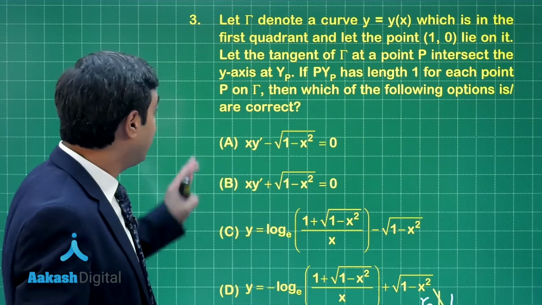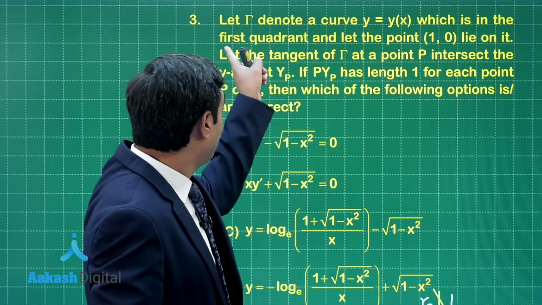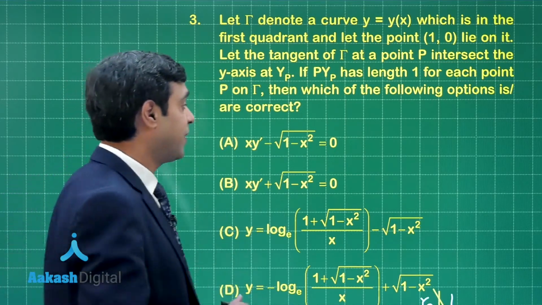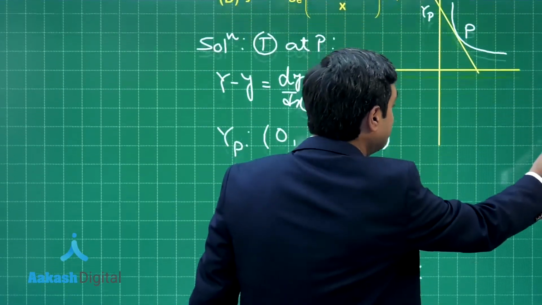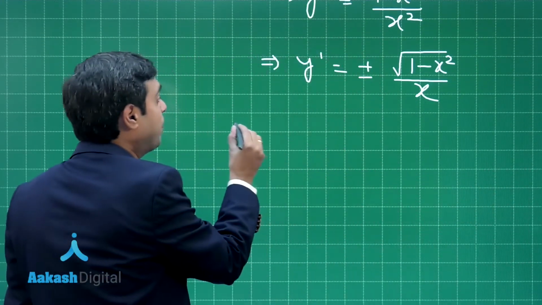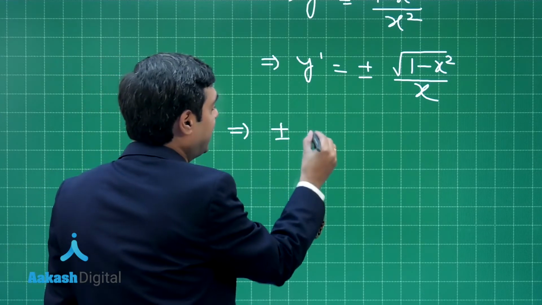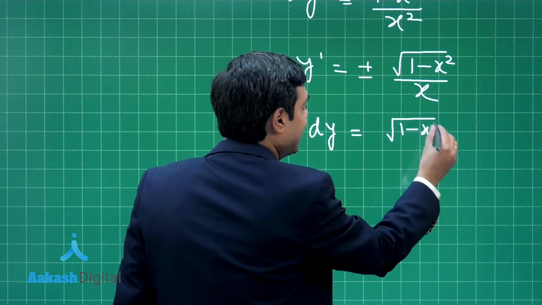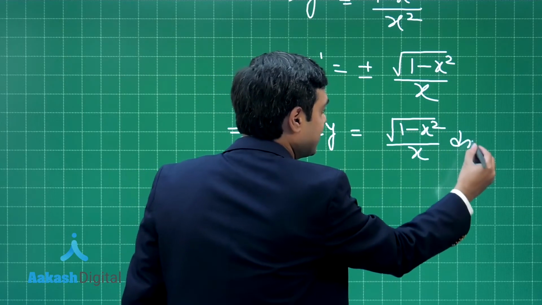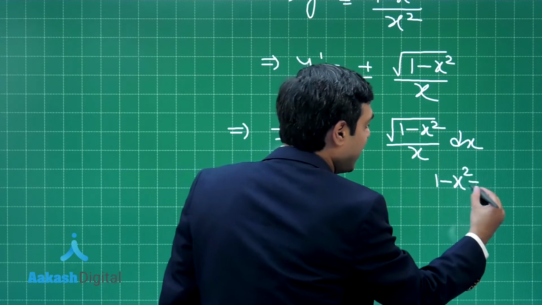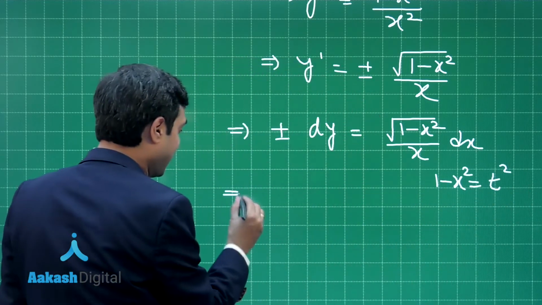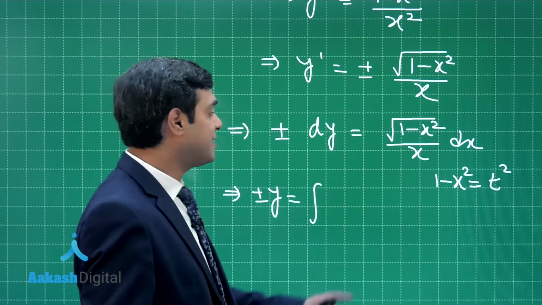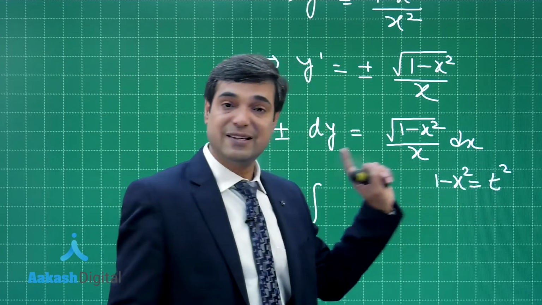But when you talk about options A and B, here is one more important point: the given curve is lying in the first quadrant, so there is a possibility it can play some significant role. Let's first solve these two differential equations before marking the answer. So plus minus dy is equal to square root of (1 minus x square) upon x dx. If I put 1 minus x square as t square, this becomes minus x dx is equal to t dt.